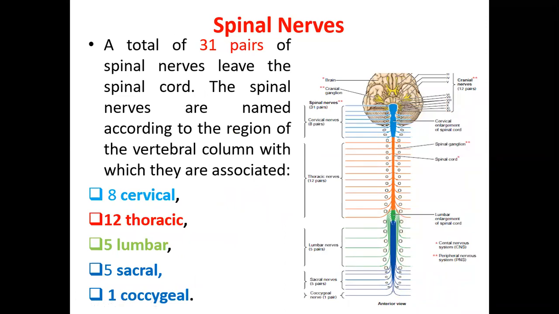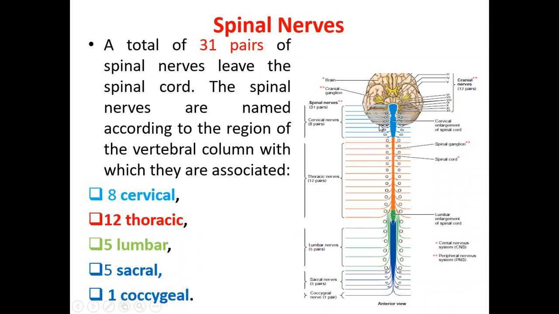Now coming to the nerves coming from the spinal cord, the spinal nerves. We said before that there are 31 pairs of spinal nerves. Okay. So here if you see, these are the cranial nerves. Cranial nerves come from the brain, so they are called cranial nerves. The nerves which are coming from the spinal cord are called spinal nerves. So a total of 31 pairs of spinal nerves leave the spinal cord. There are 31 pairs because they are on either side. Okay, the spinal nerves are named according to the region of the vertebral column with which they are associated. So they are named according to the vertebrae around them.